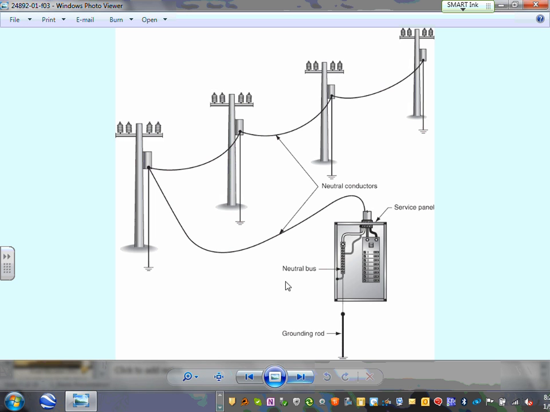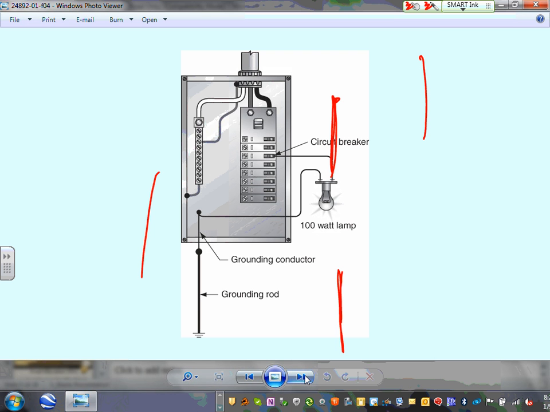Grounding, believe it or not, when it comes to grounding, guys, I don't know if you know, the utilities ground the neutral at multiple locations. And you also ground your neutral right here. Can you see that? So utilities will ground their conductors.